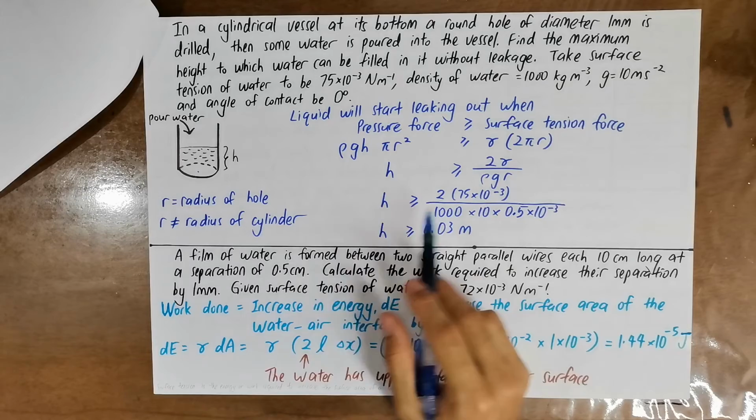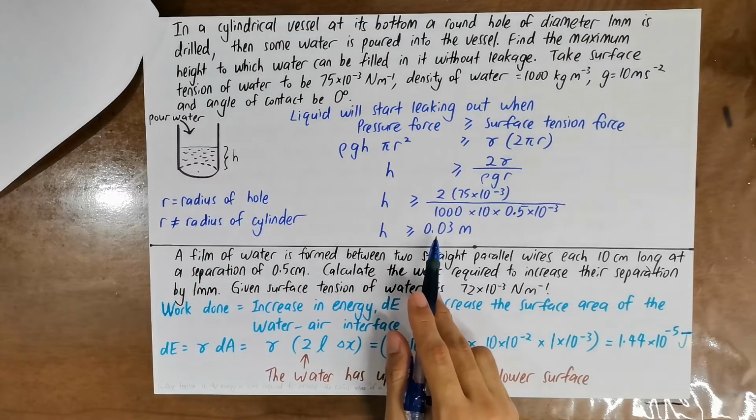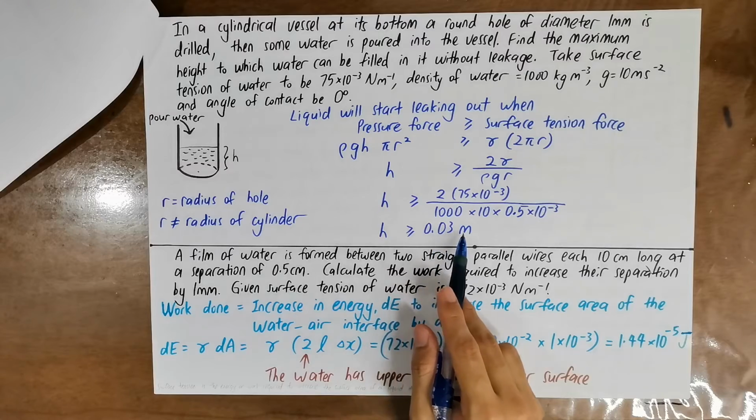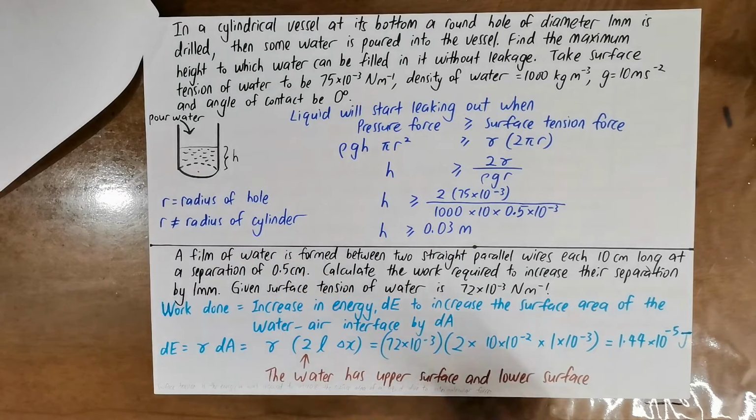Then you can find the maximum height, okay? So once the height of the water reaches 0.03 meter, then you know that some water will start leaking out.